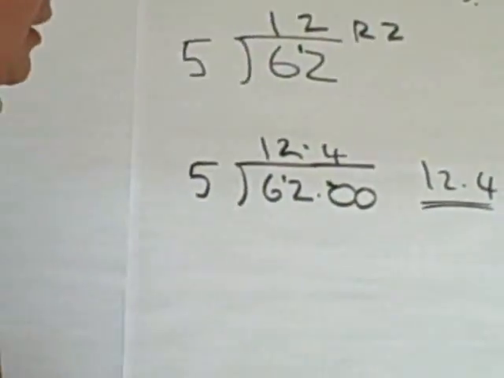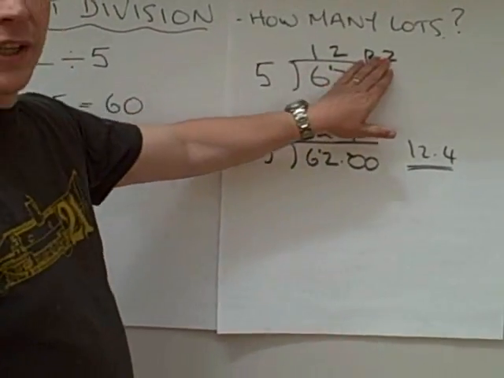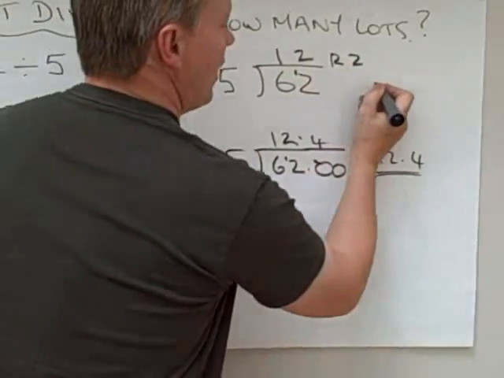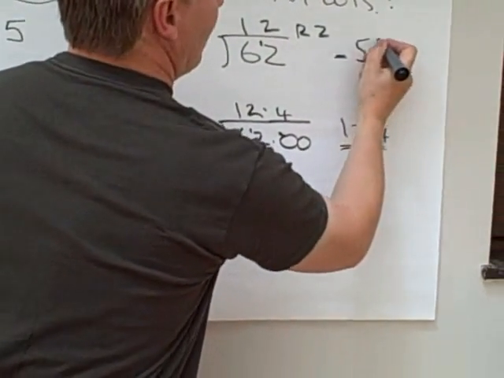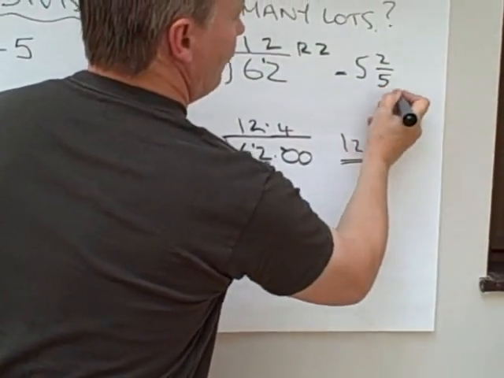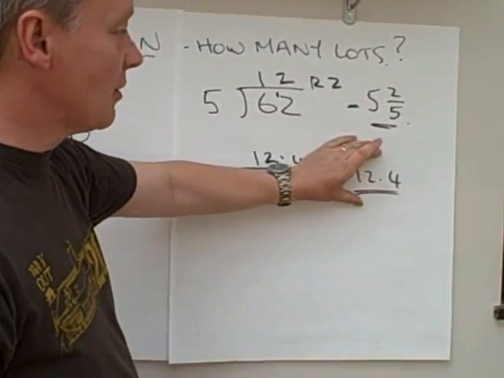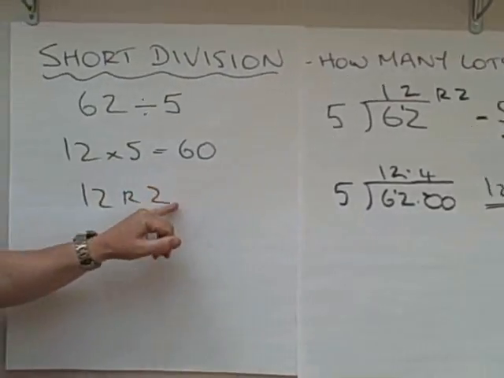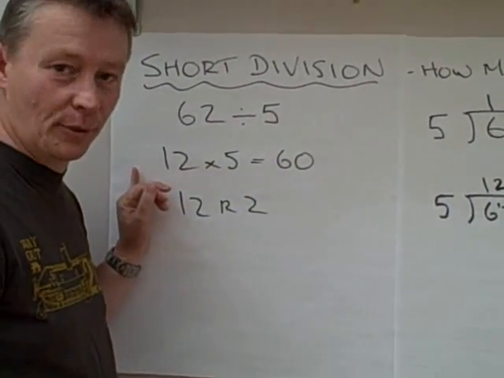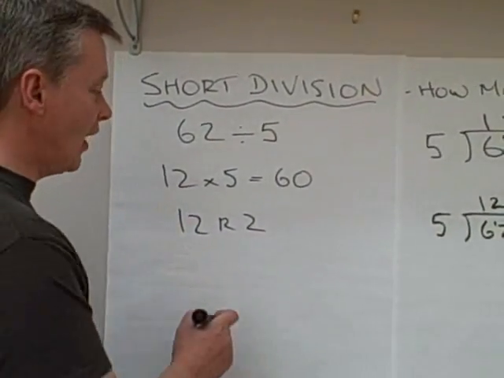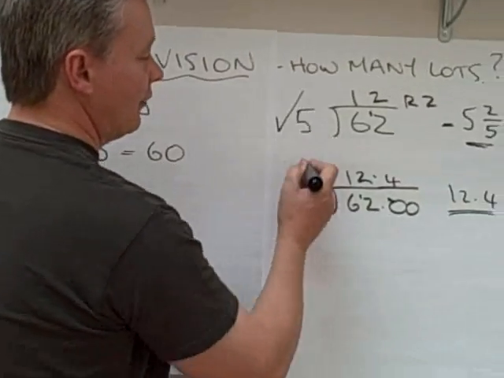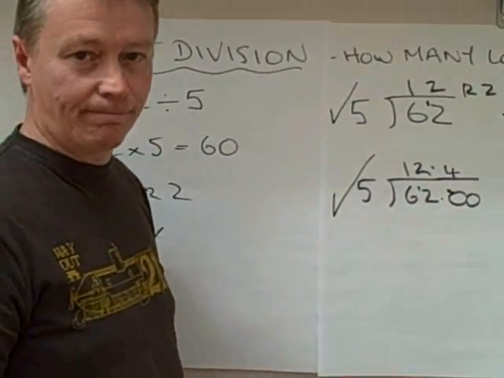So the answer to this question is 12.4. So we can either have it as 2 bits left over, which is the same as saying 5 and 2 bits. So we either have it as a fraction, or as a decimal, or we work it out using our knowledge of multiplication. So there are the 3 methods for doing short division.